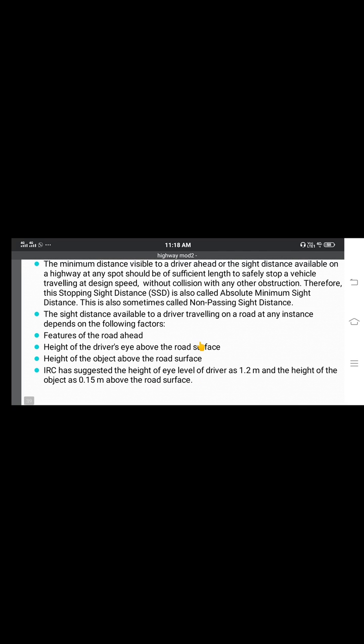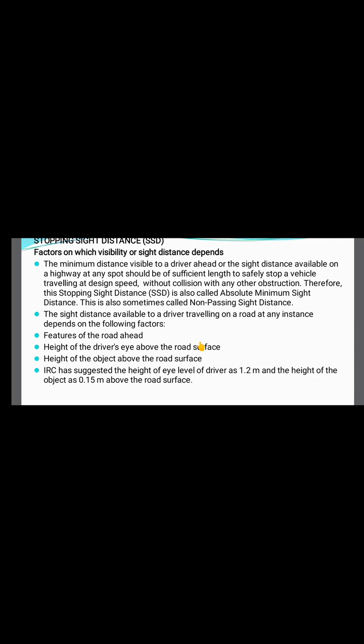Again, it depends on various factors. The sight distance available to the driver traveling on a road at any instant depends on the following factors. One is the features of the road ahead, meaning what kind of road it is, and the height of the driver's eye above the road surface. When the driver is at a higher position, he can see a long distance. But if the vehicle has lesser height, then the driver's visible height will be less, and he can see a smaller distance.